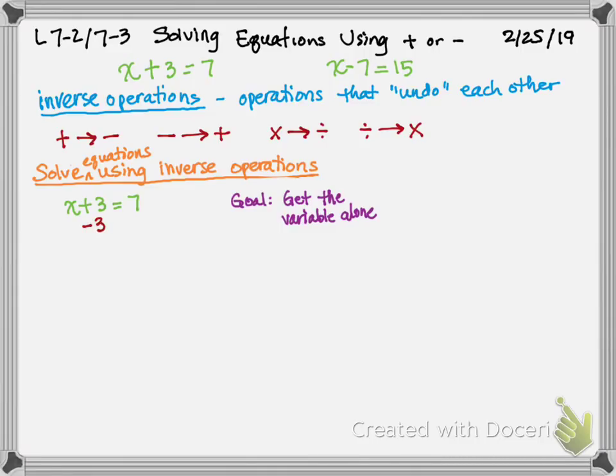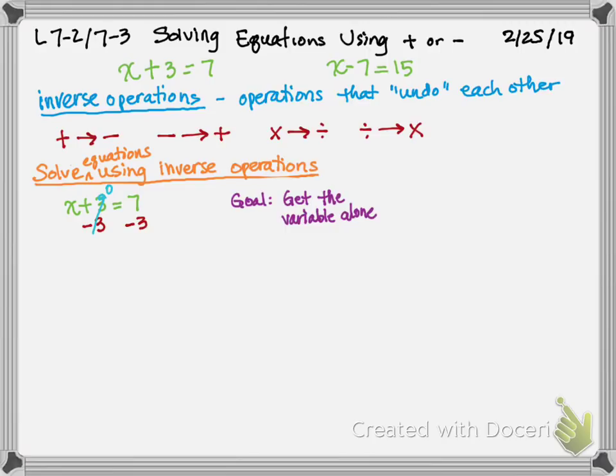Now, the reason why I want to do this is, look what happens when I add 3 and negative 3. When I add opposites, what do you get? Remember? Yep, that's right. We get 0. But wait, that's not all we're doing. If I'm going to do that to the left of the equal sign, in order to be fair, I have to do the same math to the right side of the equal sign.